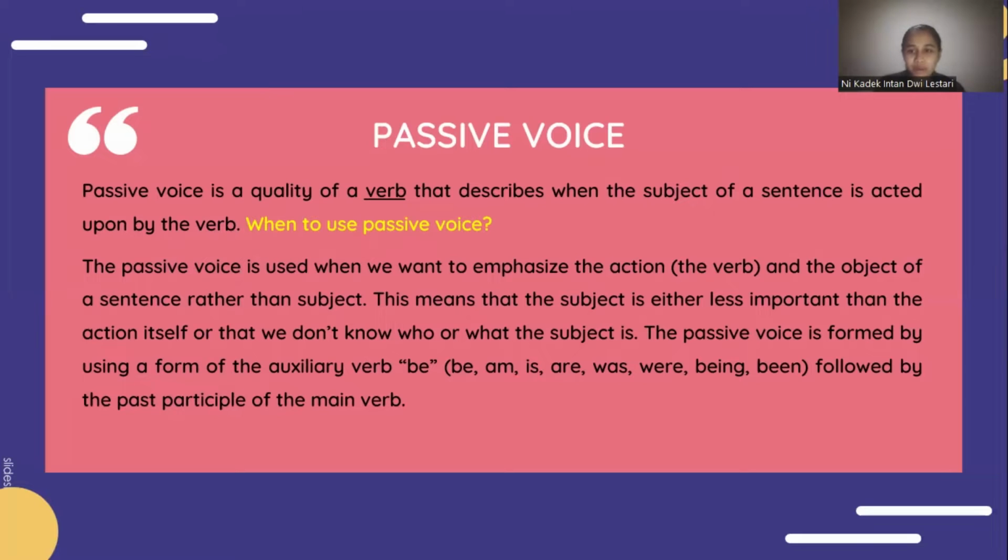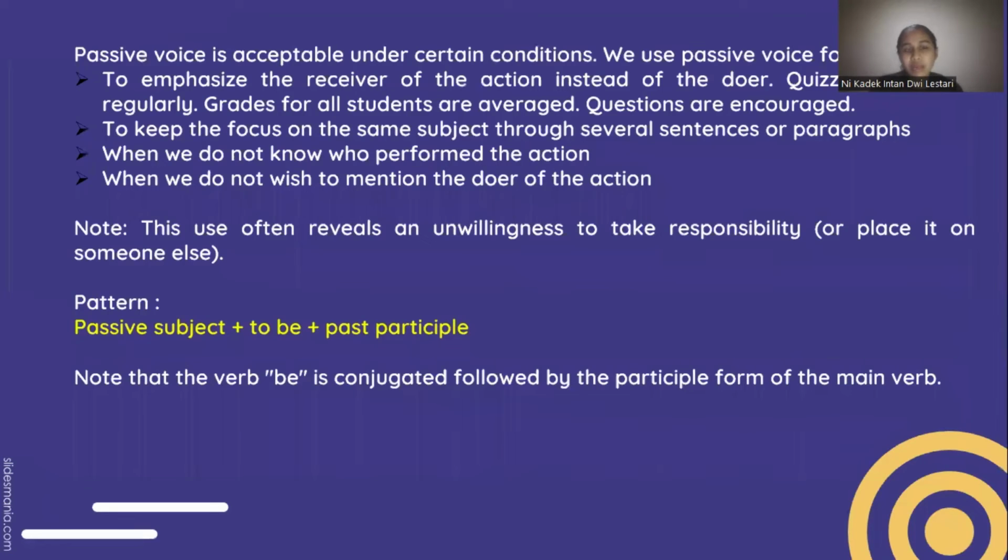The passive voice is formed by using a form of the auxiliary verb to be, like is, am, are, was, were, being, followed by the past participle of the main verb. So, the passive voice is acceptable under certain conditions.